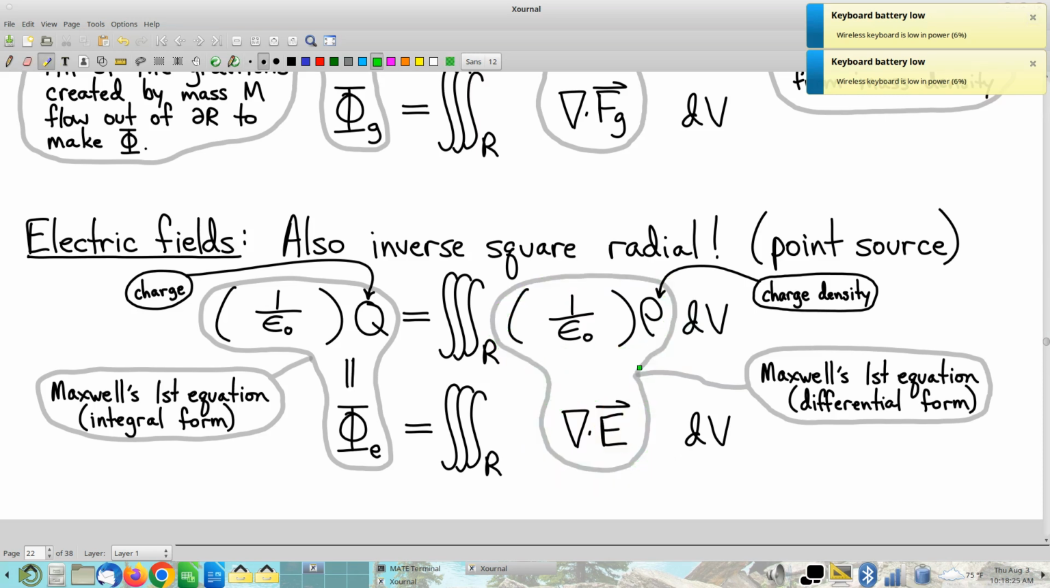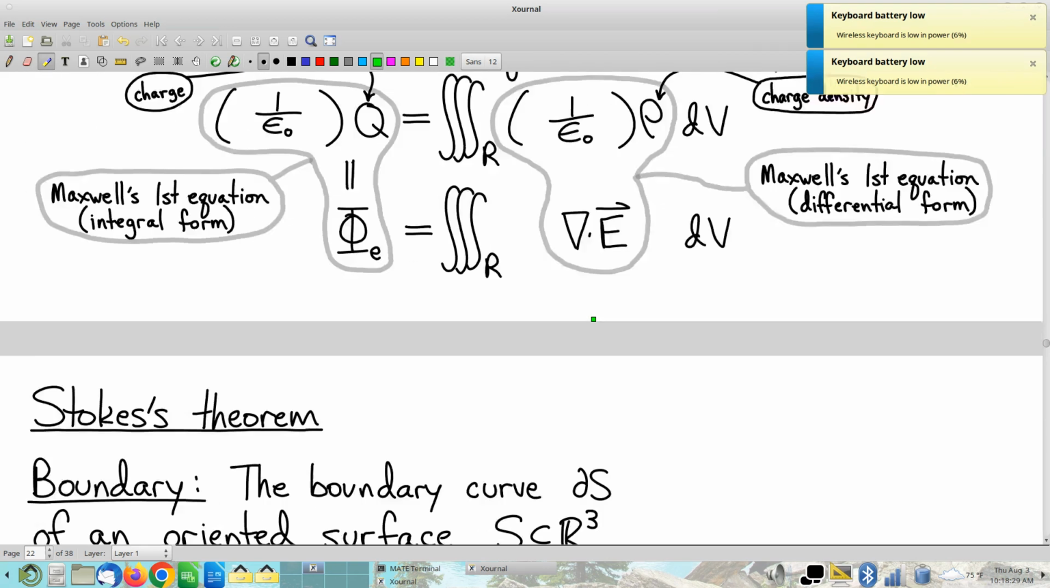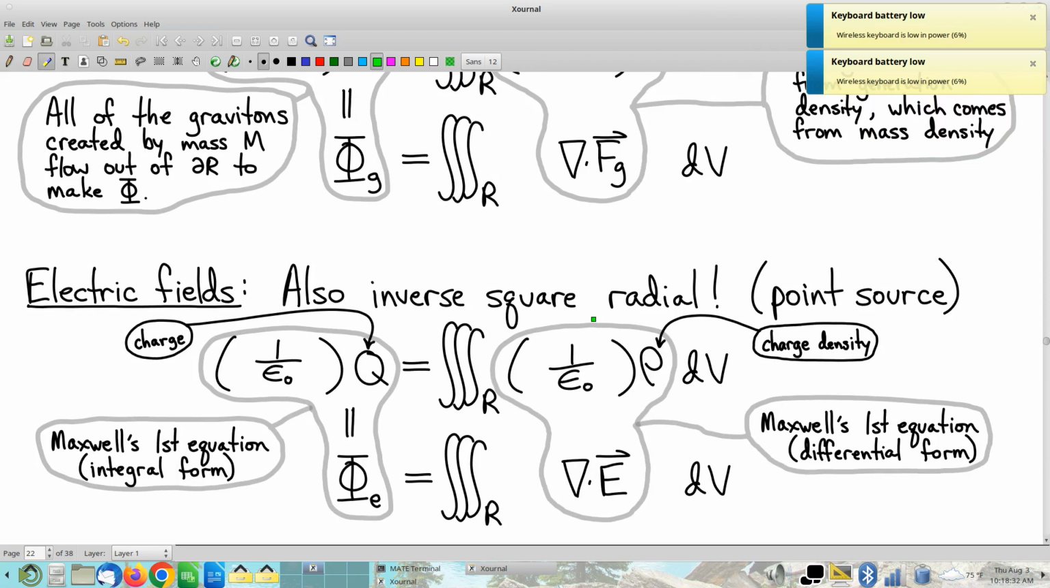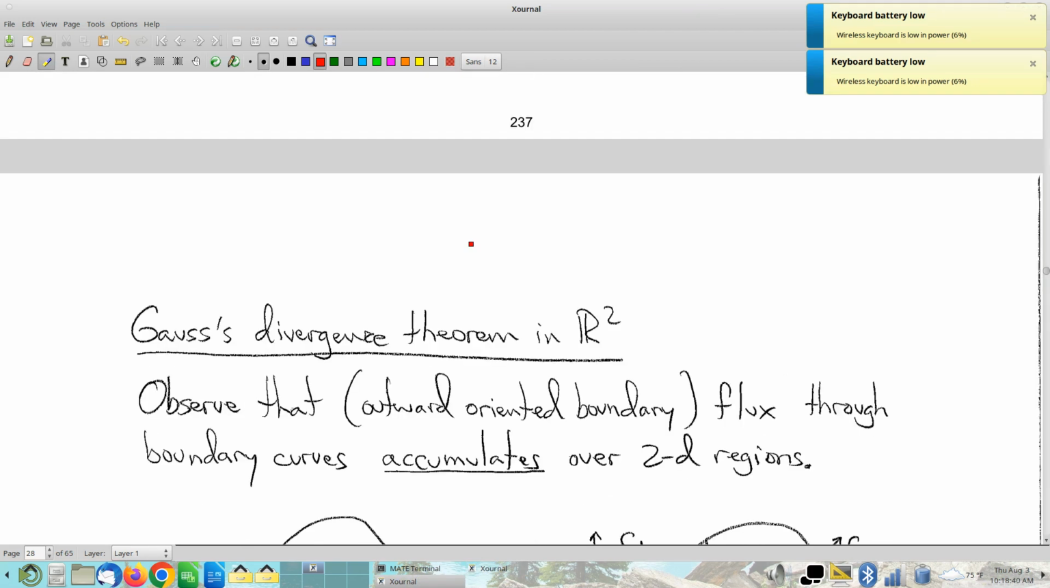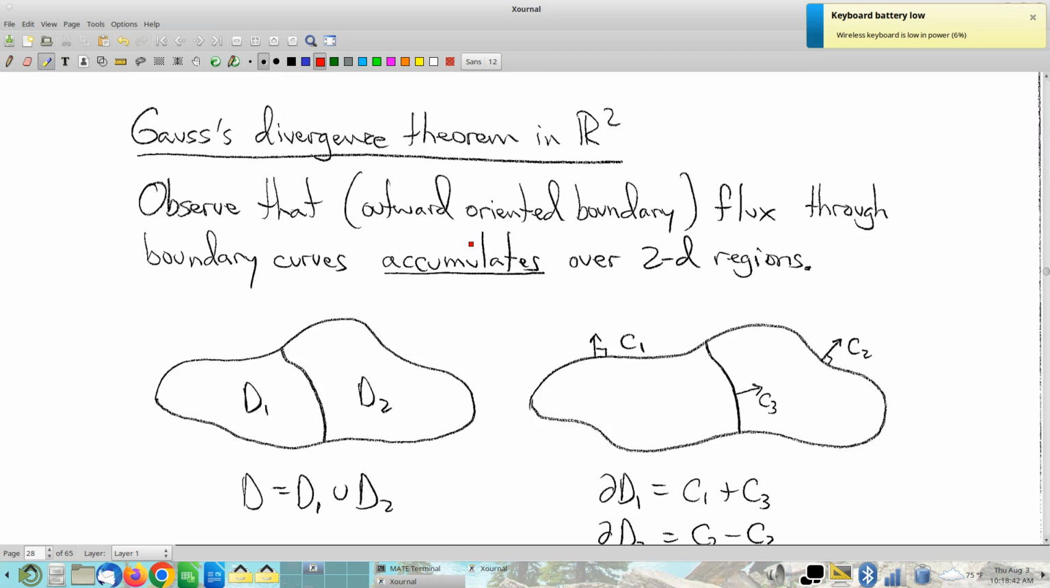How we doing? Everybody all right? Okay, so back to the Math212 notes. Looks like we're on page 238 here. So I want to talk about Gauss's divergence theorem in 2 dimensions. Of course, the divergence theorem we've been talking about up to now has been the 3-dimensional version.